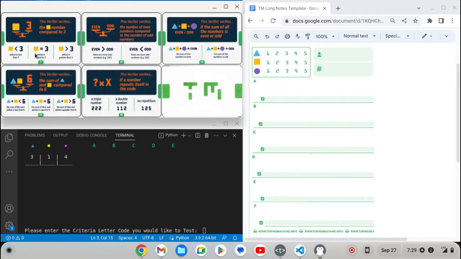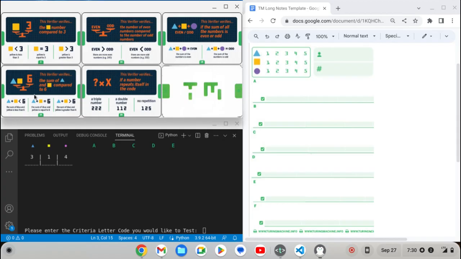Or should square be greater than 3? Criteria card B looks at our 3-digit solution and will let us know a little bit about the ratio of even to odds. Are there more even than odds, or are there less even than odds? Criteria card C will take a look at our 3 digits, triangle, square, and circle, add them up, and the Turing Machine will let us know whether the sum total is an even quantity or an odd quantity.